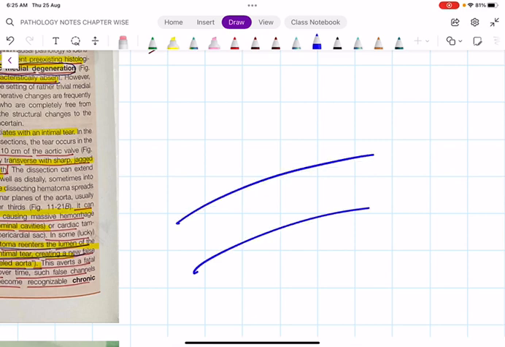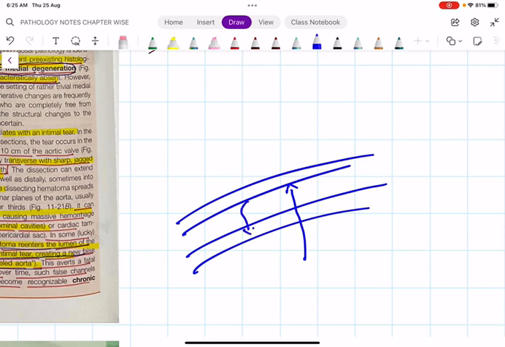So, this is the blood vessel. The blood is entering here. This is the intima. This is the tunica media. The blood is entering the tunica media. It will re-enter the lumen of the blood vessel from the tunica media. It will form another column of blood here. So, it looks like a double-barreled aorta.